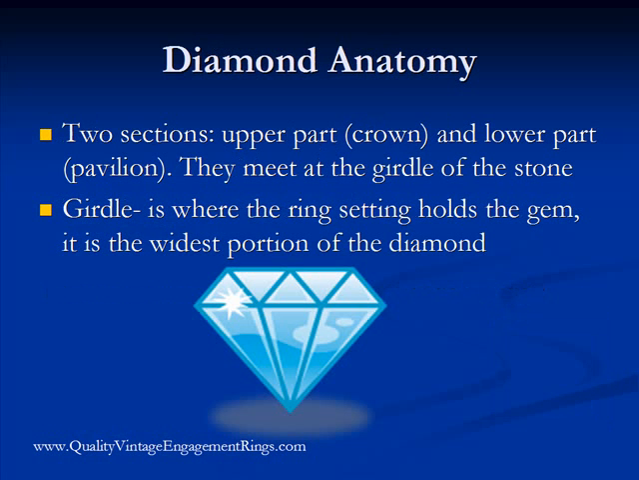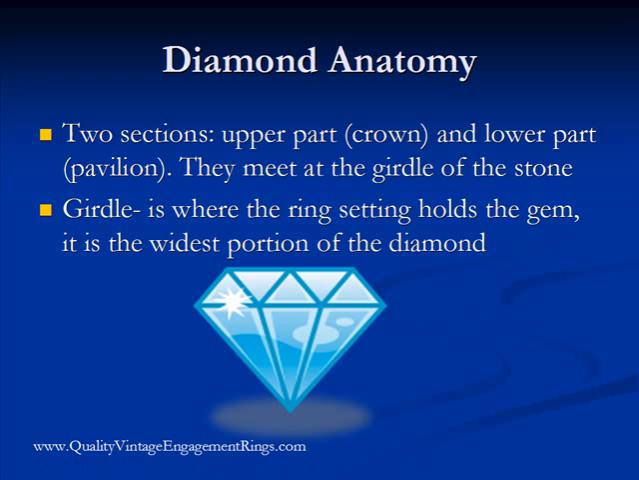Now, in order to really understand the cut of a diamond, you need to understand basically diamond anatomy. There are 2 main sections to the diamond. The upper part of the diamond is called the crown, and that lies above the girdle. And the lower part of the diamond is called the pavilion. So everything below the girdle is considered the pavilion.